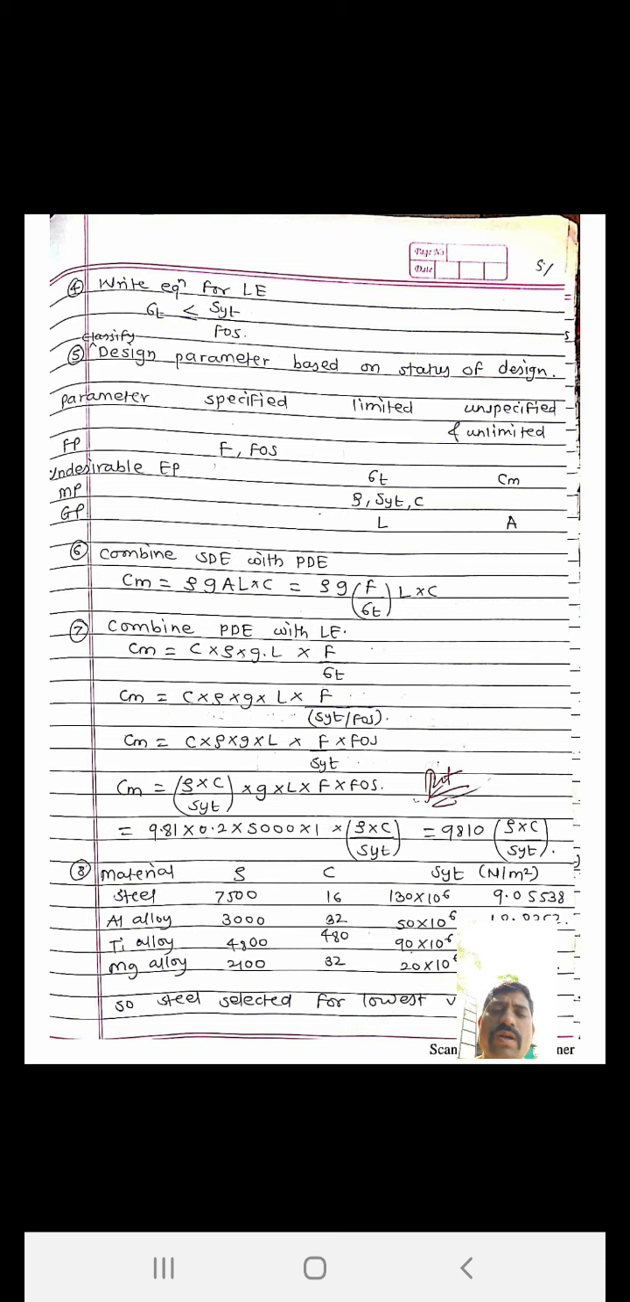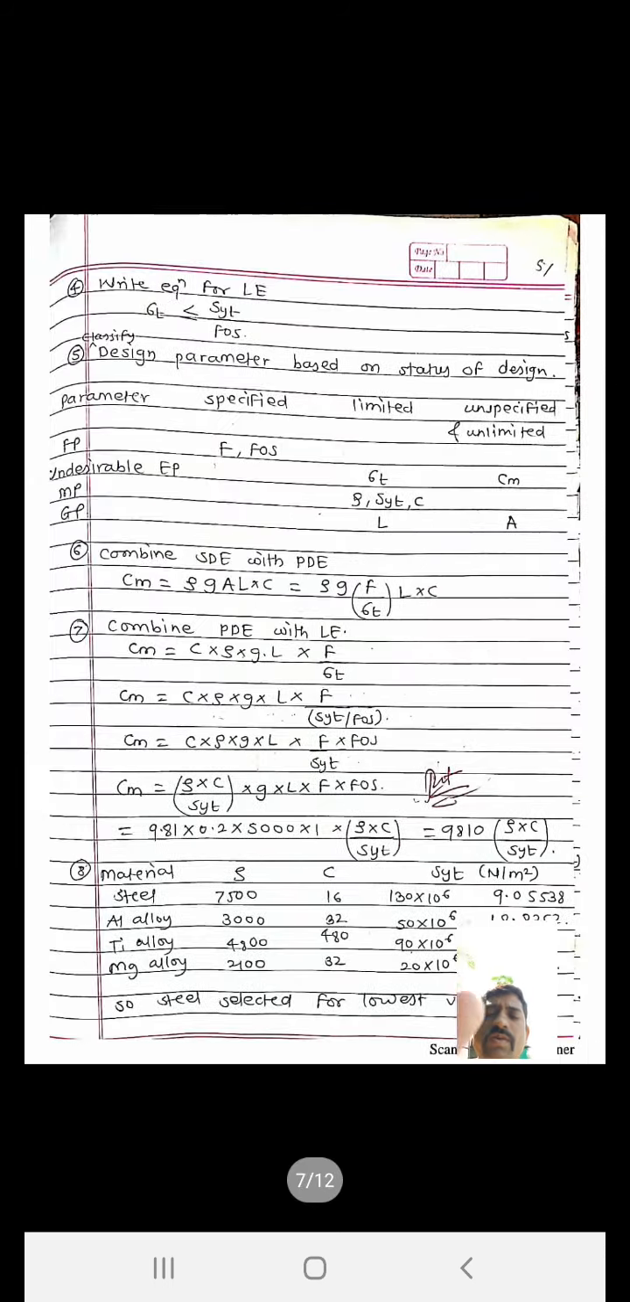Again you should write the table and find out the constant, rho into C divided by SYT. Then after that calculate the value by eliminating the geometrical parameter, meaning you should get the value D, and you will get one relation for the cost. Use that relation and find out the minimum value. Okay, today we'll stop here.